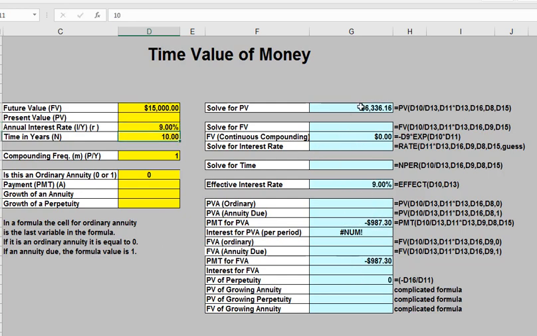And the answer is, when you solve for present value, the answer is negative $6,336.16. So again, remember, computers always round off to the last decimal that you place here. So there is more decimals that are available if you want them. In these worksheets, remember, they are all protected, so you cannot change any of the blue cells. The yellow cells are the only ones that will allow any data entry.